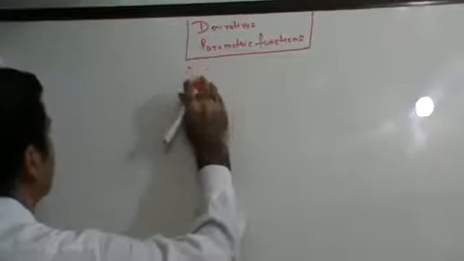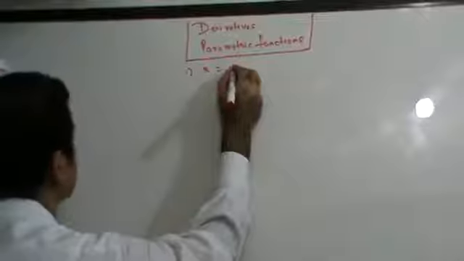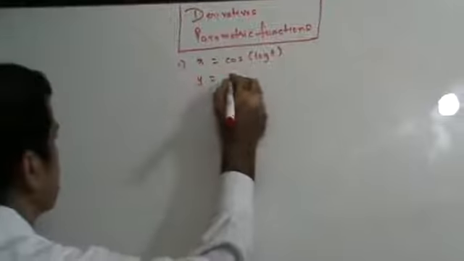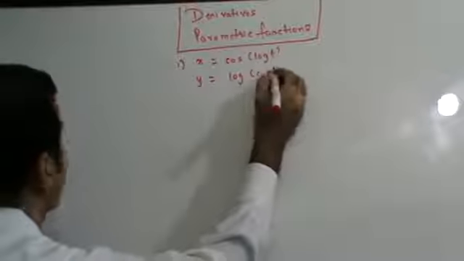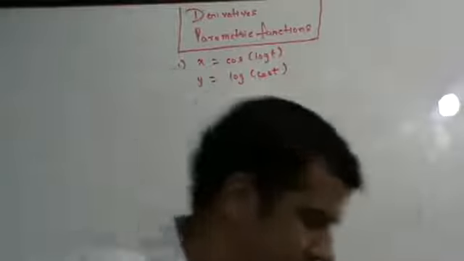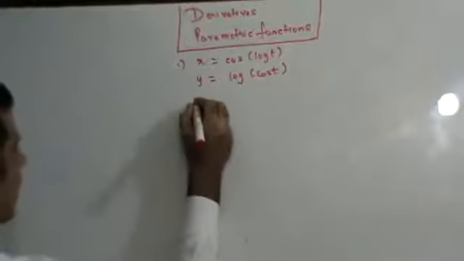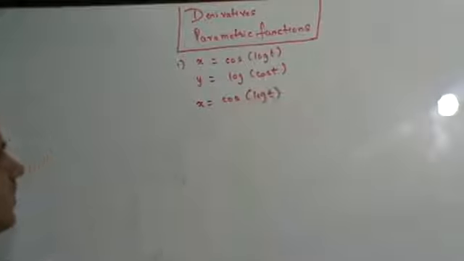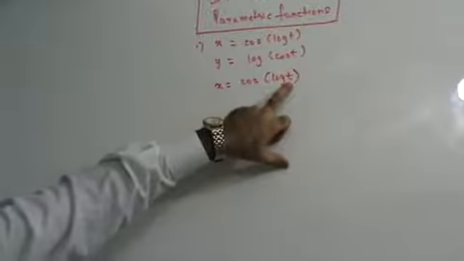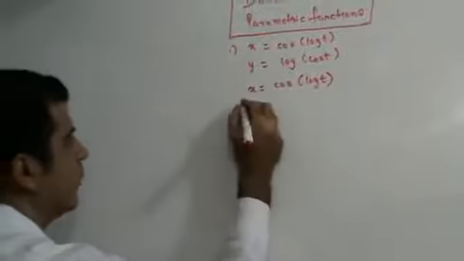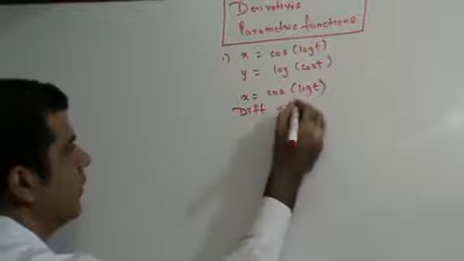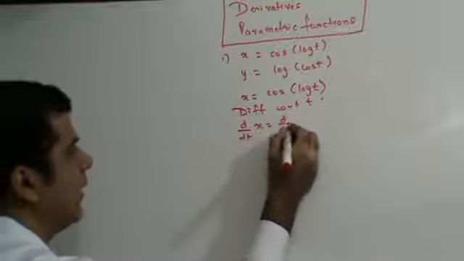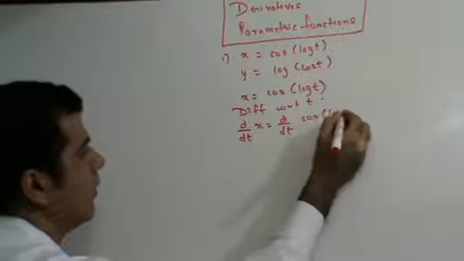They've given you that x is cos of log t, y is log of cos t. You have to find out dy by dx. Let's see how we do this sum. First of all, x is cos of log t. Since the variable on the right hand side is t, you will be differentiating with respect to t. So d by dt of x is d by dt of cos of log t.